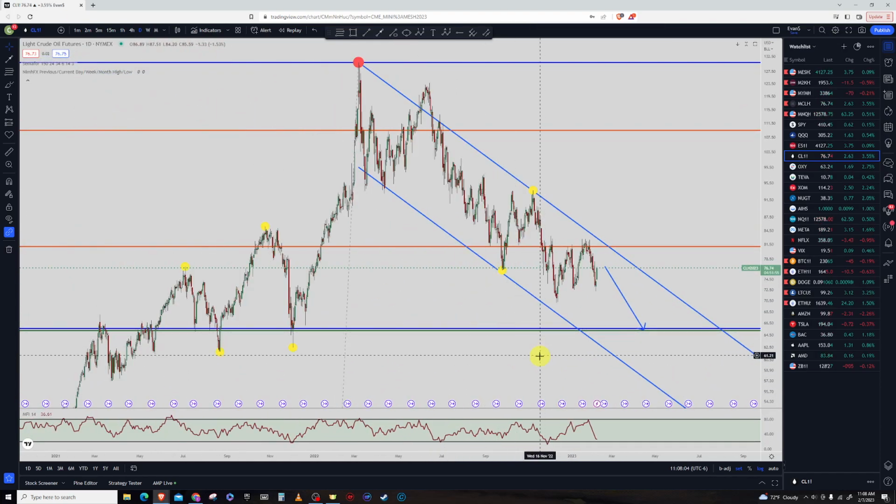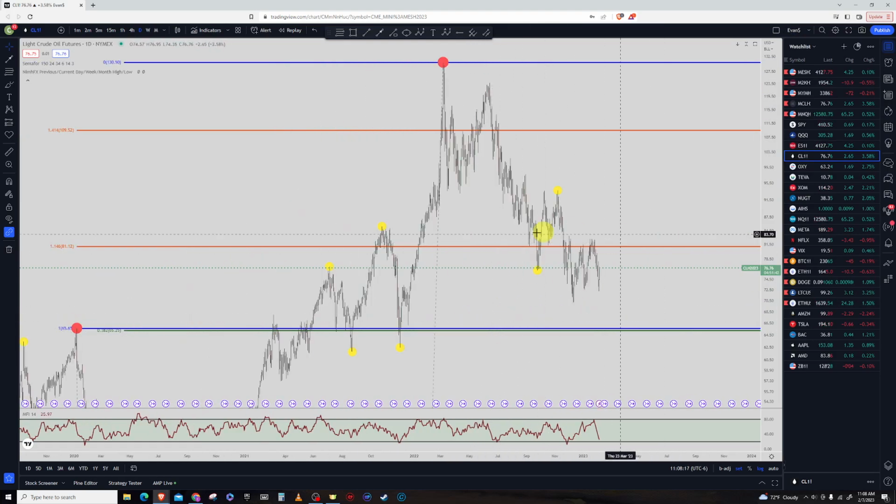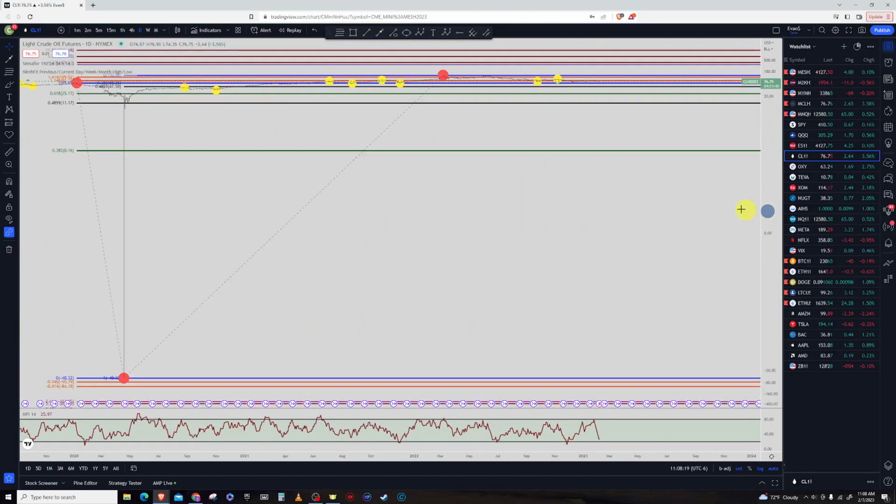So anyways, that's what I'm looking for long term on crude oil, at least coming down in the long term to about $65. So another $10 drop here in oil, and then once it hits that level, we'll see what other longer term options we're looking for.